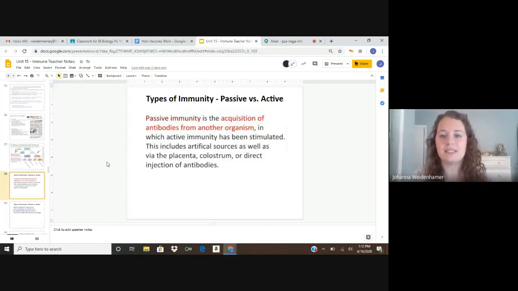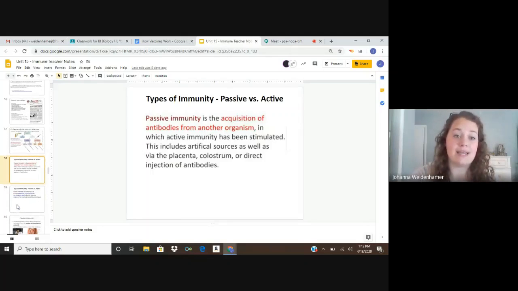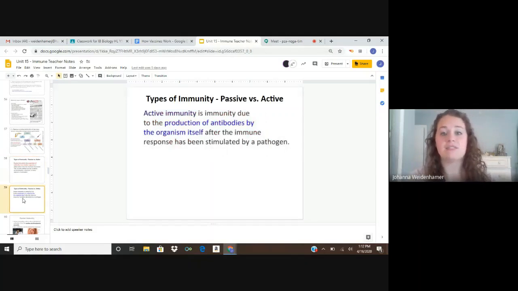So again, passive immunity is the acquisition of antibodies from another organism. So you're acquiring antibodies, which will then stimulate your own active immunity of making the antibodies. Whereas in active, you can think your body is immediately acting. Active immunity is immunity due to the production of antibodies by the organism itself.